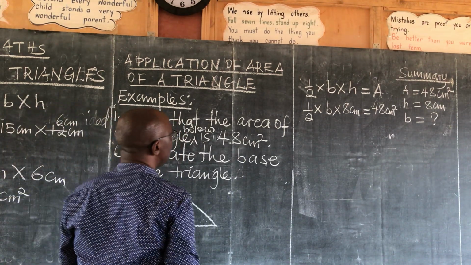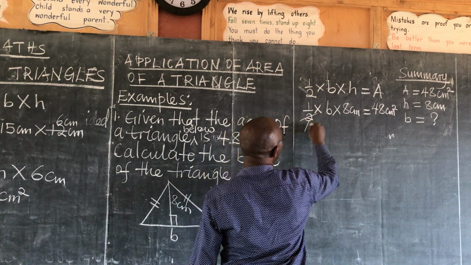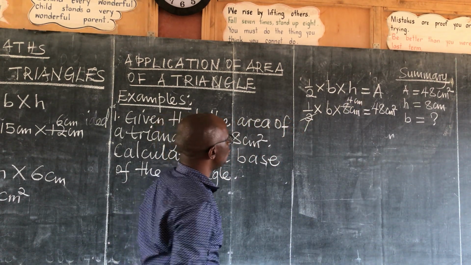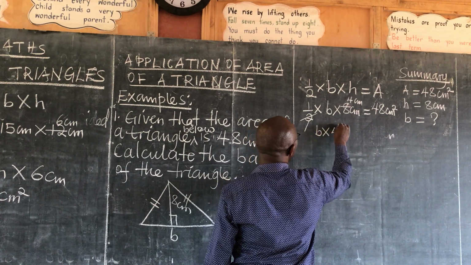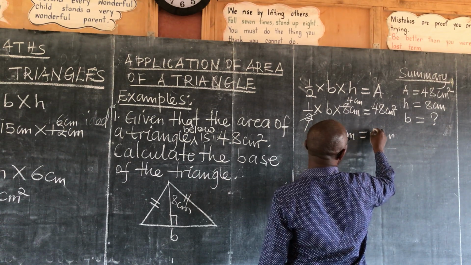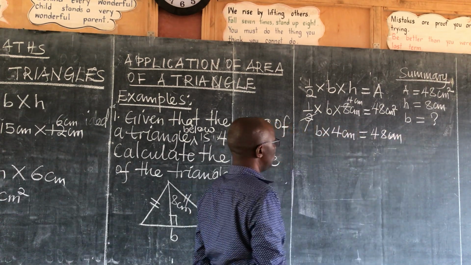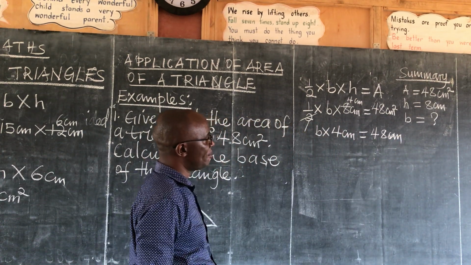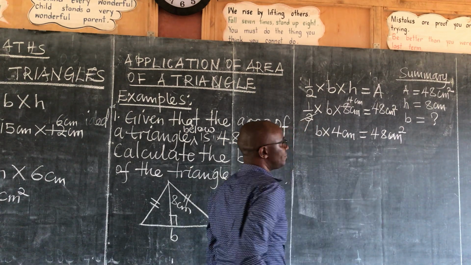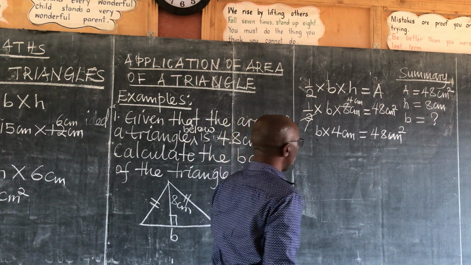Now, we can work out, and we can cancel by 2, 1, by 2, this is 4 centimeters. Are we together? So you have B times 4 centimeters is equal to 48 centimeters square. So we have to divide both sides by 4. Remember, this is squared. We are looking for the value of the base. So now we are going to divide.